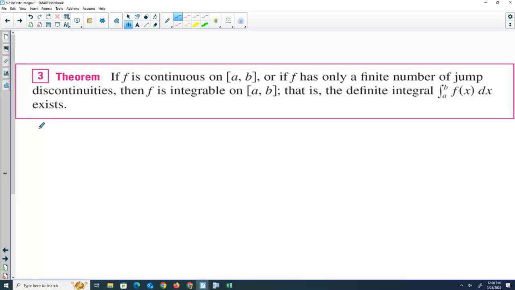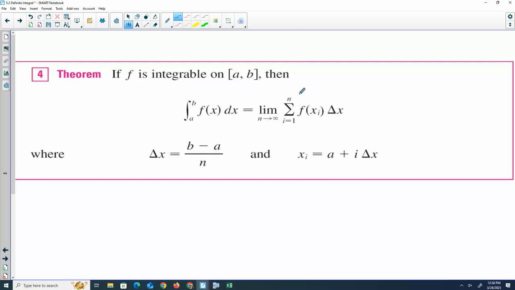Okay, so first theorem of the day. If our function is continuous or has only a finite number of jump discontinuities, then it is integrable. We can do the integral. It will exist. Right, so that's just telling us if we have a continuous function, we can do the integral for it.